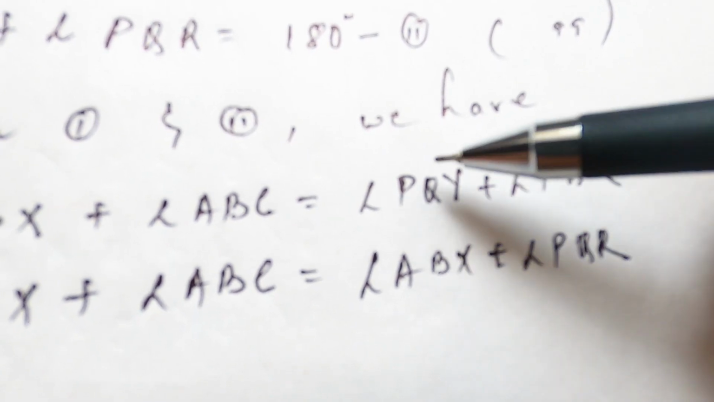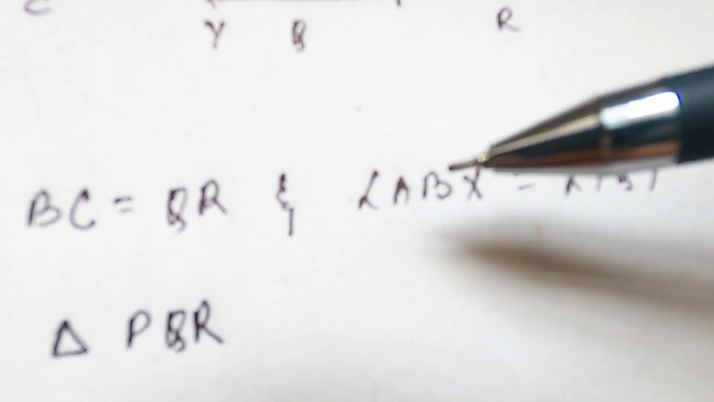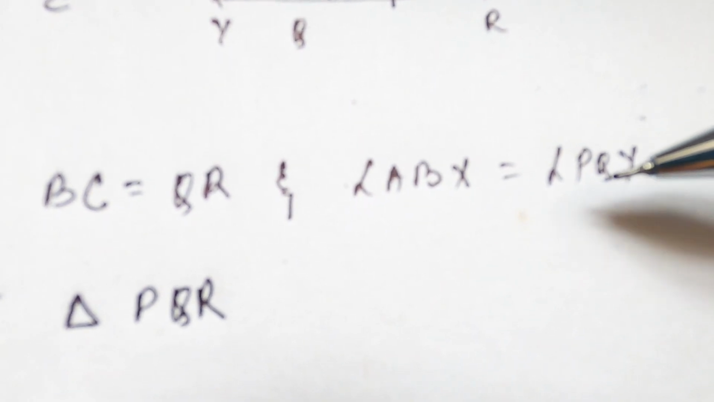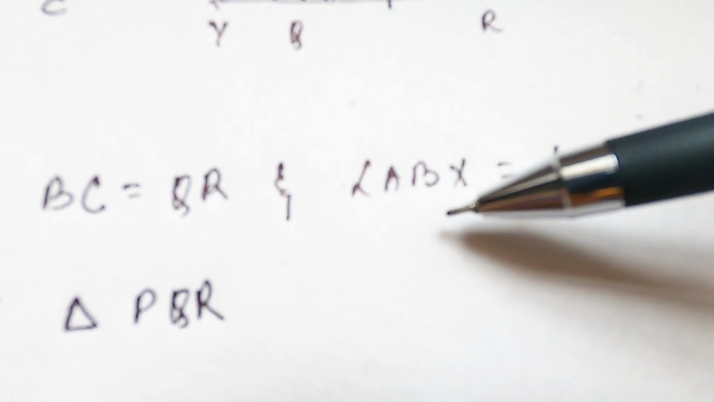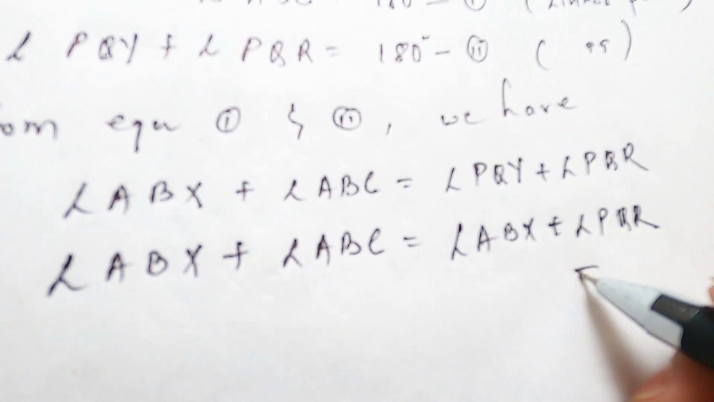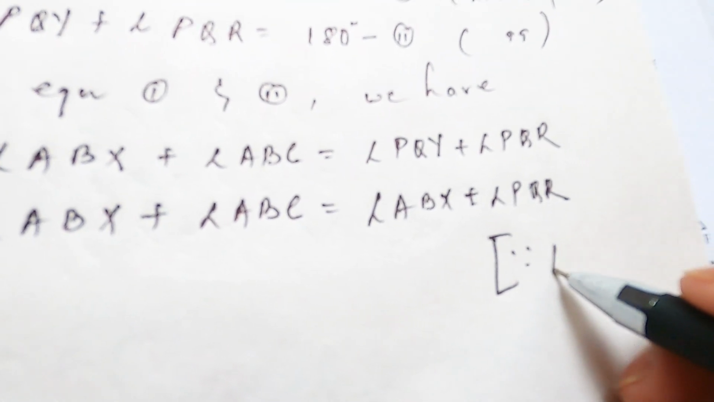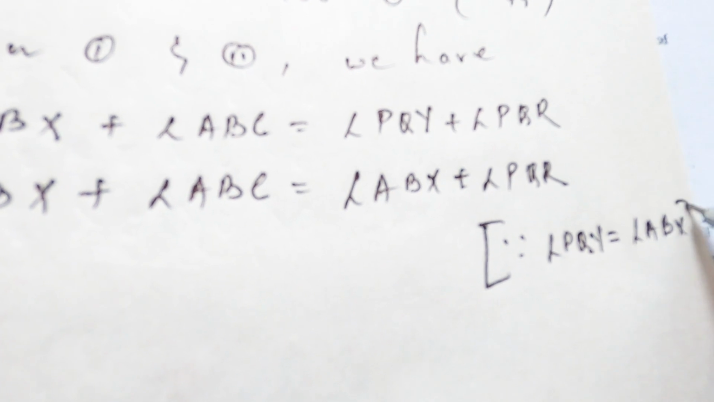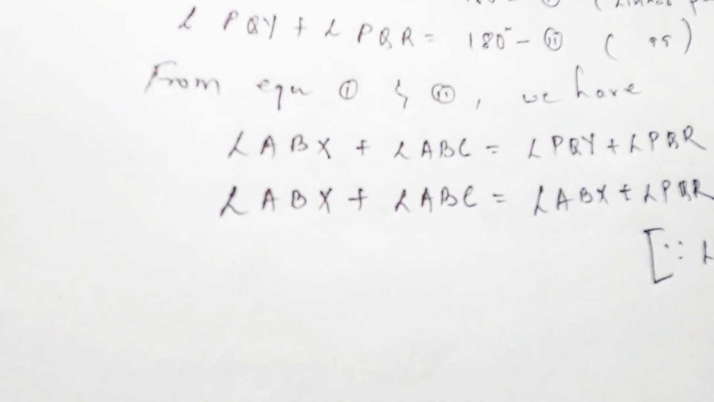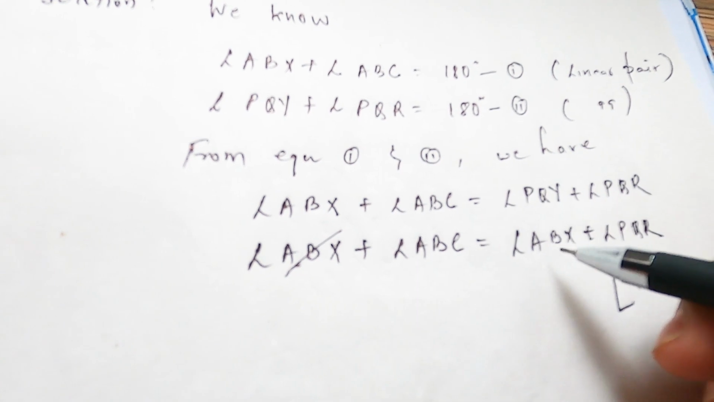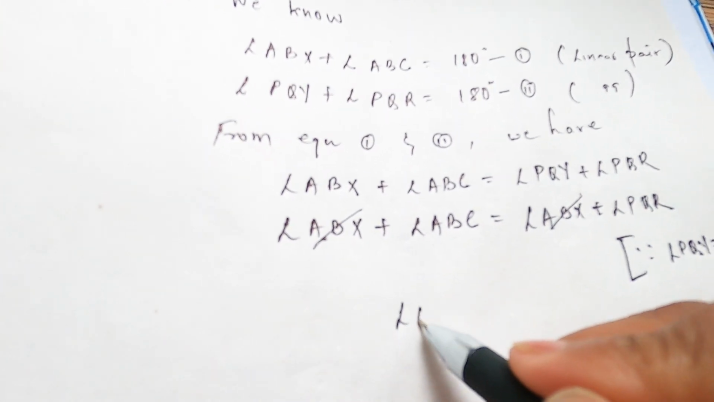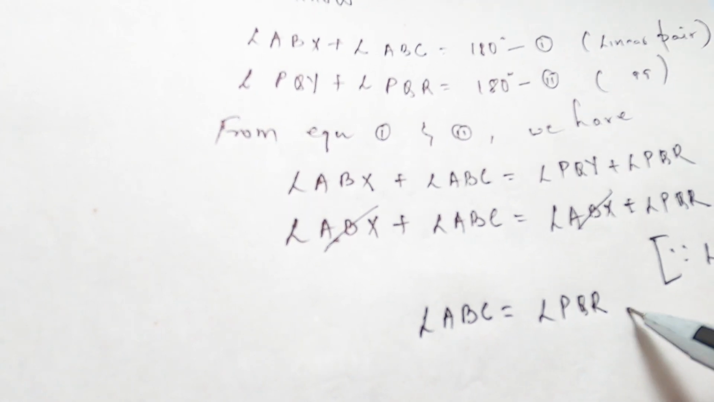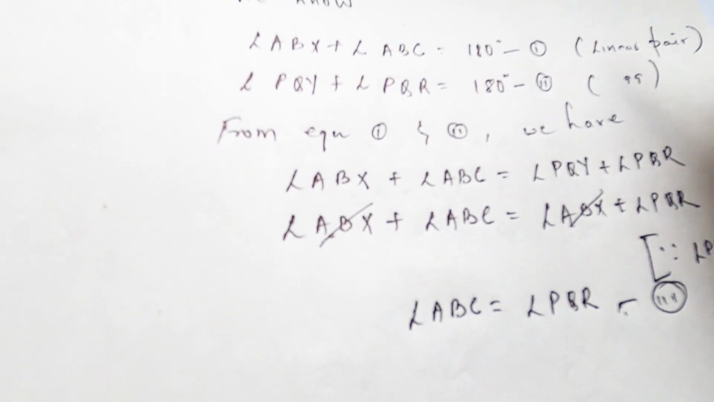So what is the reason for this? Very simple, it is given in the question. Angle ABX is equal to PQY. So in place of PQY, we will substitute angle ABX. So here you can write, since PQY is equal to angle ABX from the question, ABX will get cancelled. So angle ABC is equal to angle PQR. All right, so we name this as equation 3.